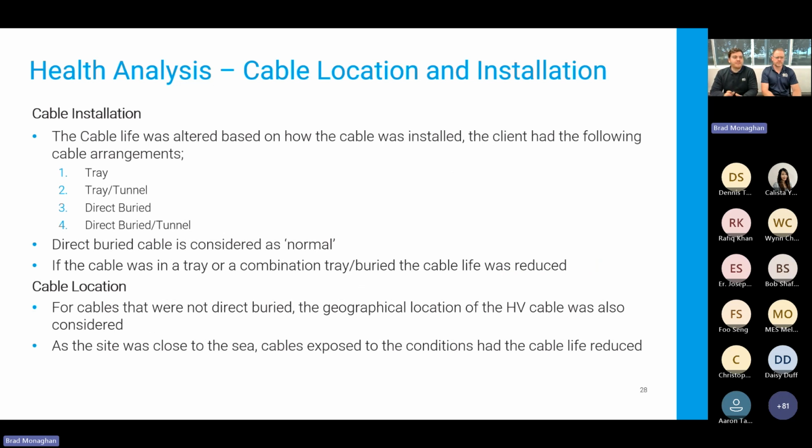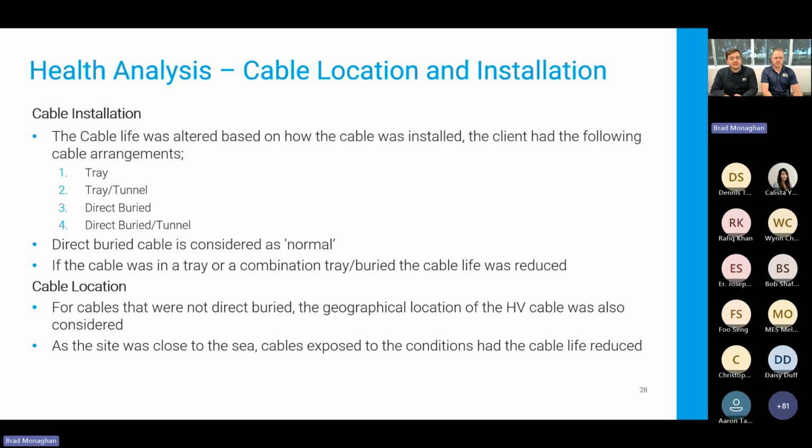From there, the other main components were the cable location and installation. So as Brad said, the majority of these cables are in trays and tunnels, with a couple being direct buried. Because we're looking at individual cable segments, you can actually have in a single cable run a combination of all the different things. Being direct buried is what's considered normal in these models. It's what the majority of cables worldwide are. So being out and exposed, and as Brad saw, there was significant damage to those cable trays that were exposed. So that can reduce the life of the cable overall in the models.